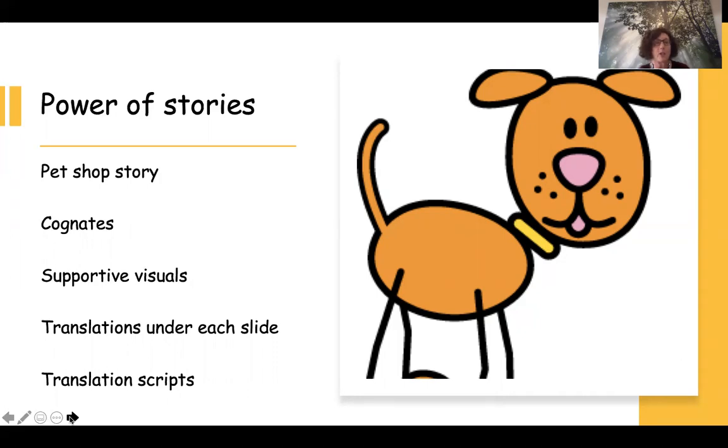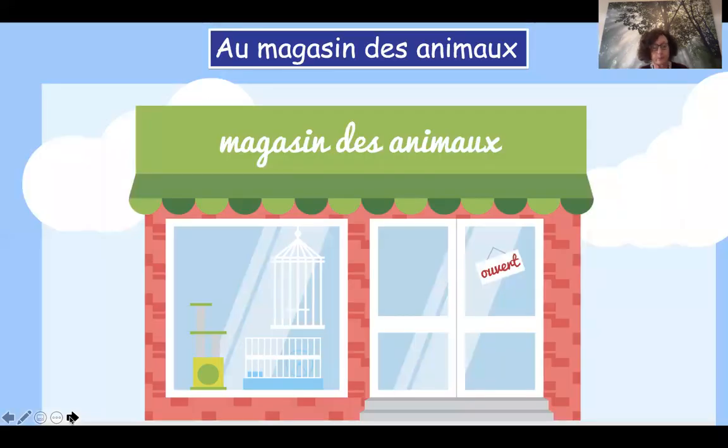So we're going to look at this pet shop story. Many of you will be familiar with it if you've already been teaching with the scheme this year. There are cognates in there, words that are similar in English and the target language, and good visuals to help the learners work out the meaning. There are translations under every slide, as I mentioned earlier, but also the transcripts are available in the documents, which can be printed off or just looked at before the lesson. Au magasin des animaux. I'll just click this so that you can follow it through, and then we'll look at Talk for Writing and how this might be used.